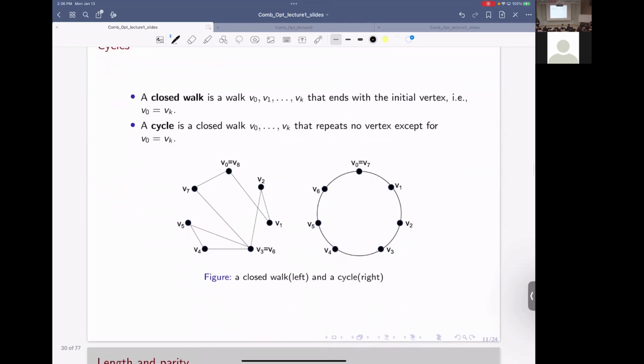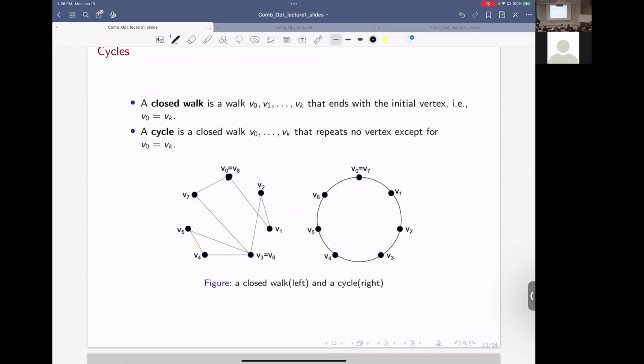So let's look at some examples. Here you start from the top vertex V0. You go to V1, V2, V3, 4, 5, 6. Then you go back to the third vertex again, and V7 and 8. So it's a closed walk because it's a walk: you have a sequence of vertices using edges, and you go back to the initial vertex V0 at the end. But this is not a cycle because V3 and V6 are the same.